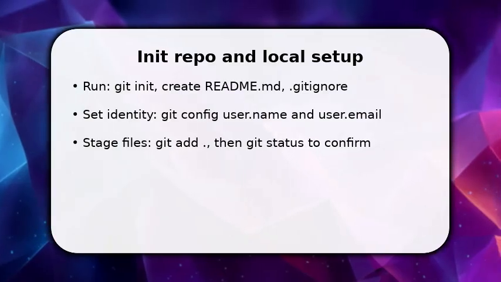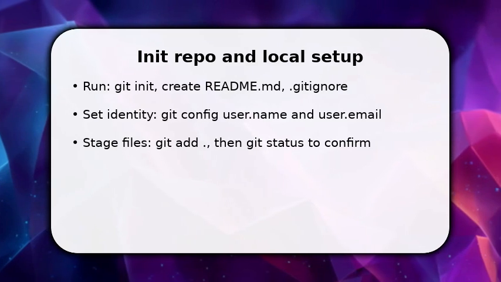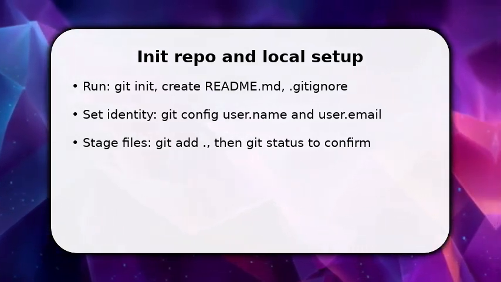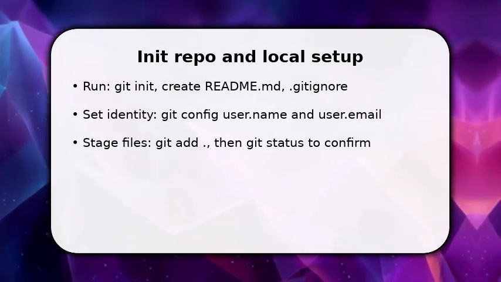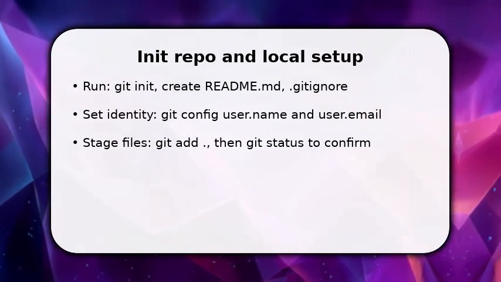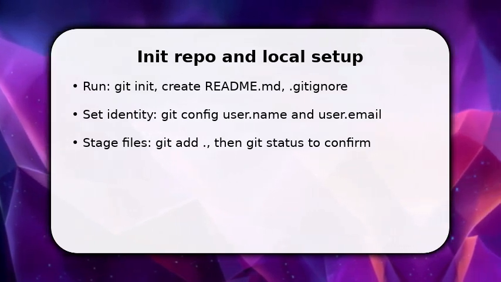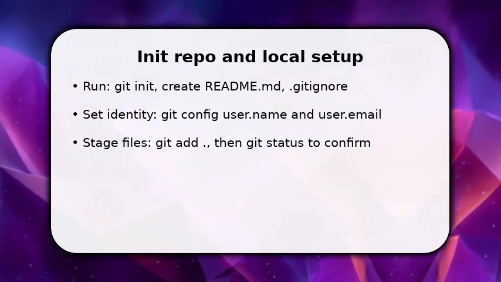You start by turning your project folder into a Git repository so you can track changes. First, run git init and create a README and .gitignore to avoid committing build artifacts. Then set your identity with git config user.name and git config user.email so commits attribute correctly.